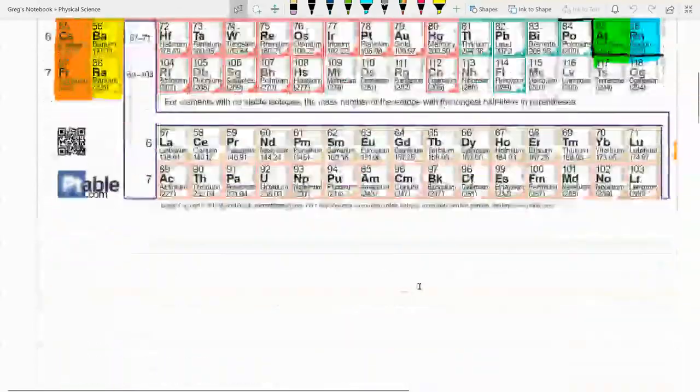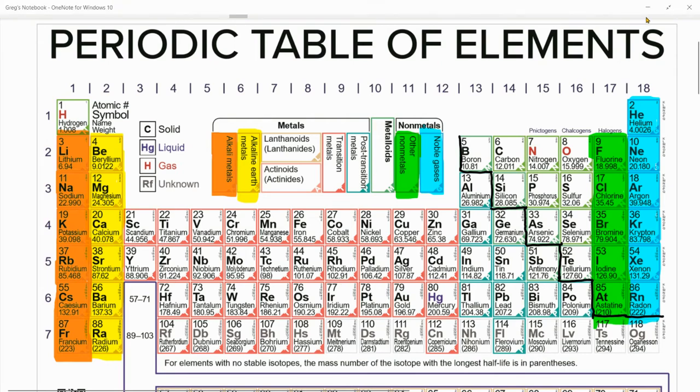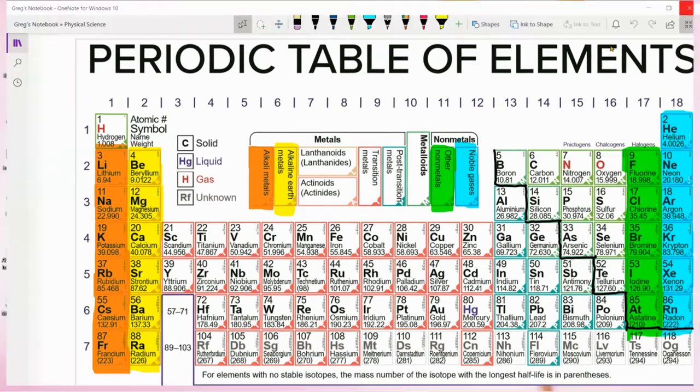Symbols on the periodic table. And instead of writing down boron or carbon or nitrogen or oxygen, we're just going to write down the symbol. This is a scientific shorthand. This is an easy way of doing it. Why do we do that?